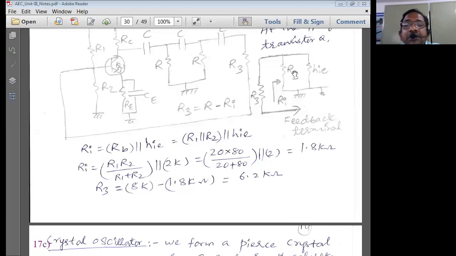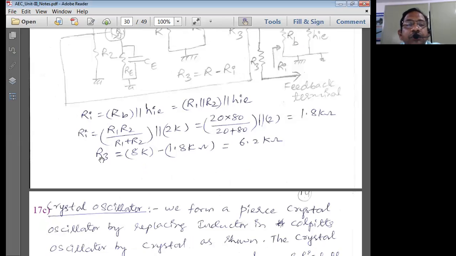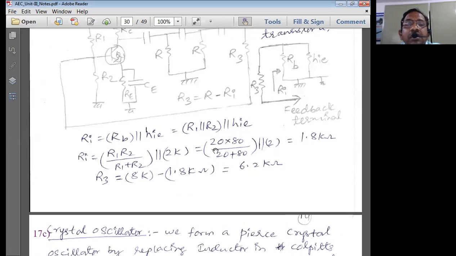RI is nothing but the parallel combination of RB and HIE. RB is nothing but R1 in parallel to R2, which is coming in parallel to HIE. When you solve this, RI we will get as 1.8 kilo ohms. Therefore, R3 is equal to simply R minus RI, 8K minus 1.8K. We'll be getting this as 6.2 kilo ohms.